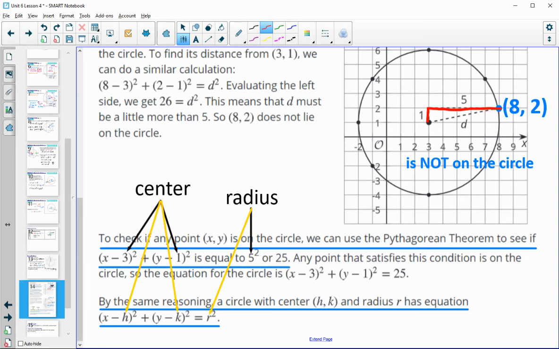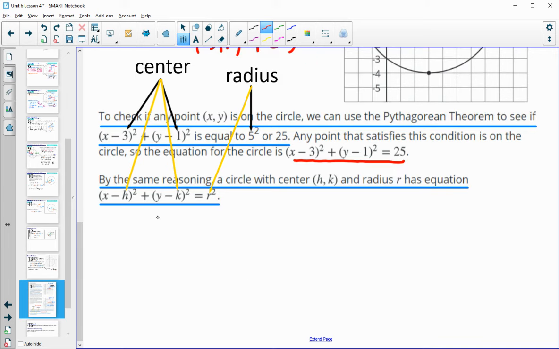Then we generalized this into an equation. If we're talking about the circle pictured, remember that the center was (3, 1) and the radius was 5. So we plugged that into the Pythagorean theorem for the equation for this circle specifically. And then we did it generally. For any center (h, k), whatever your center point is, x minus the x of the center, y minus the y from the center, should equal the radius squared.